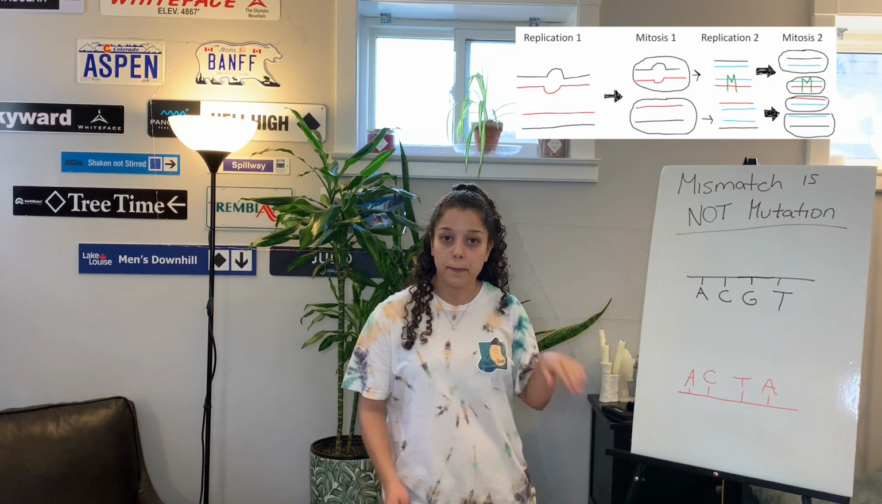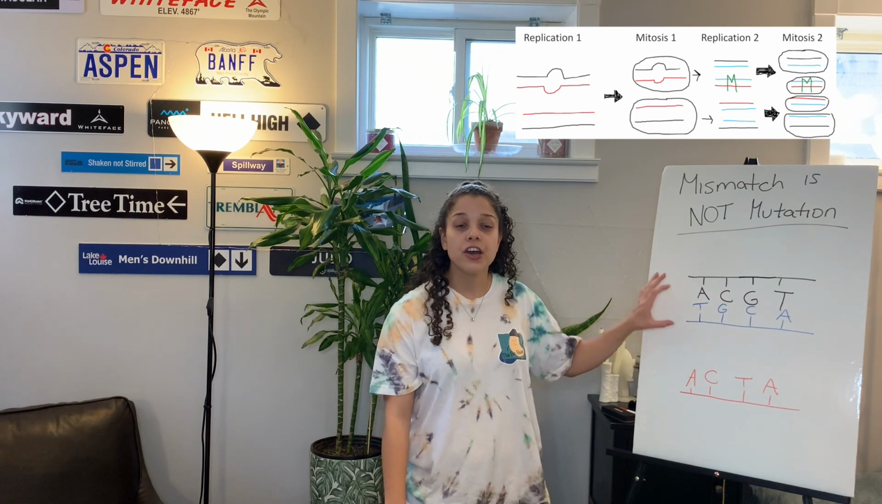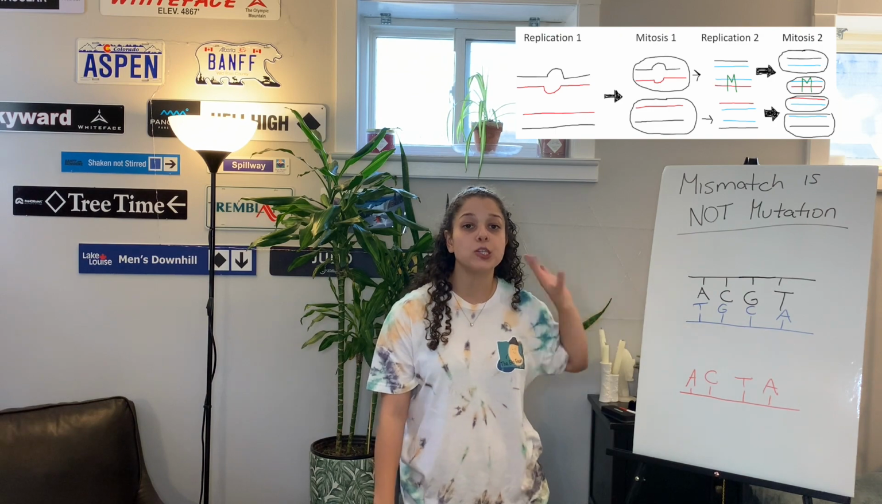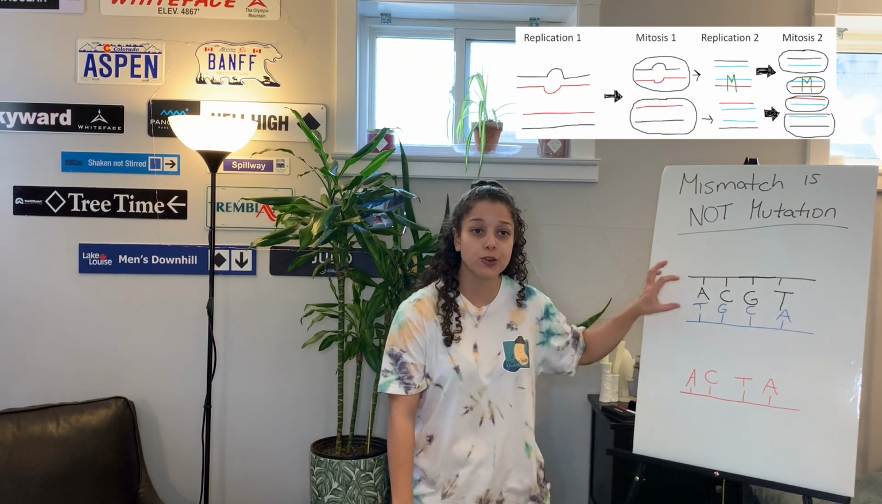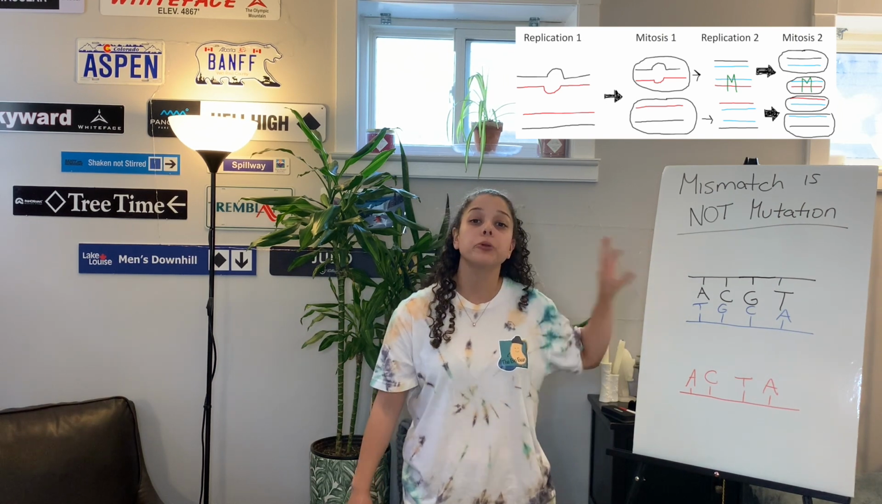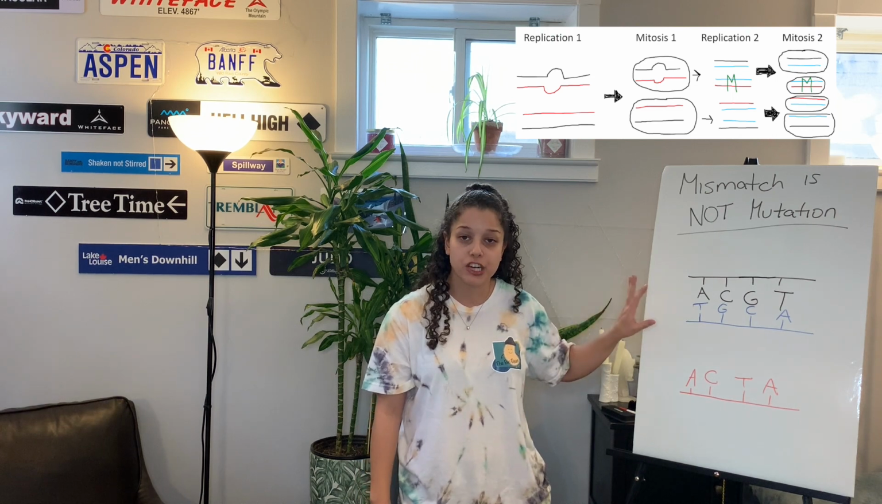So here now, after that second round of replication in that daughter cell, this strand is going to be correct, and there is going to be no DNA damage and no mismatch because it was following that original correct template strand. And so this will be inherited into a daughter cell, and it will be completely normal without any mismatch or any DNA damage or mutation.